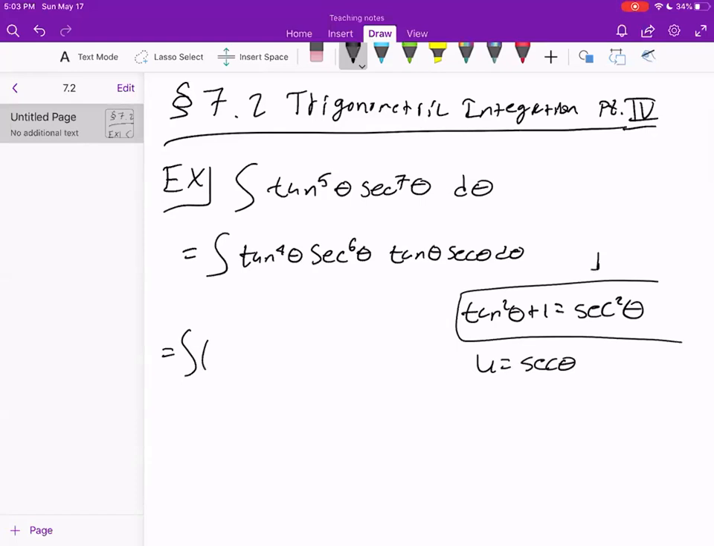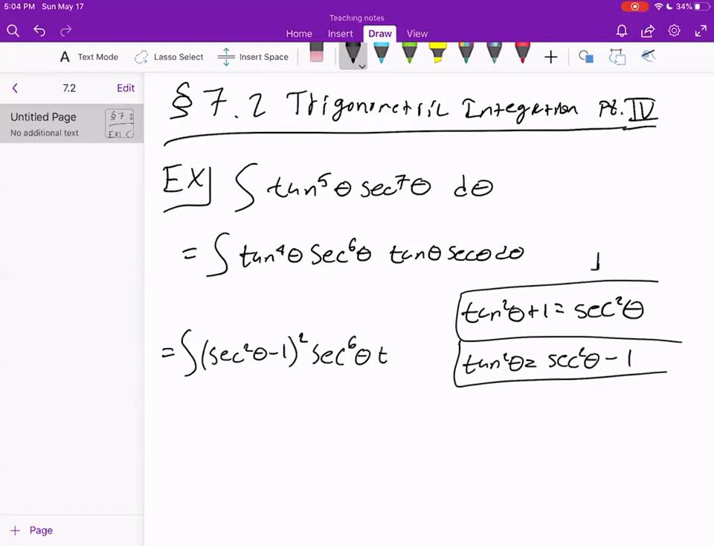This identity I can solve for tan squared, which is secant squared theta minus 1. So then tan to the 4th will just be that squared. So I have secant squared theta minus 1 squared, secant to the 6th theta, tan theta, secant theta, d theta. I'm running out of room.